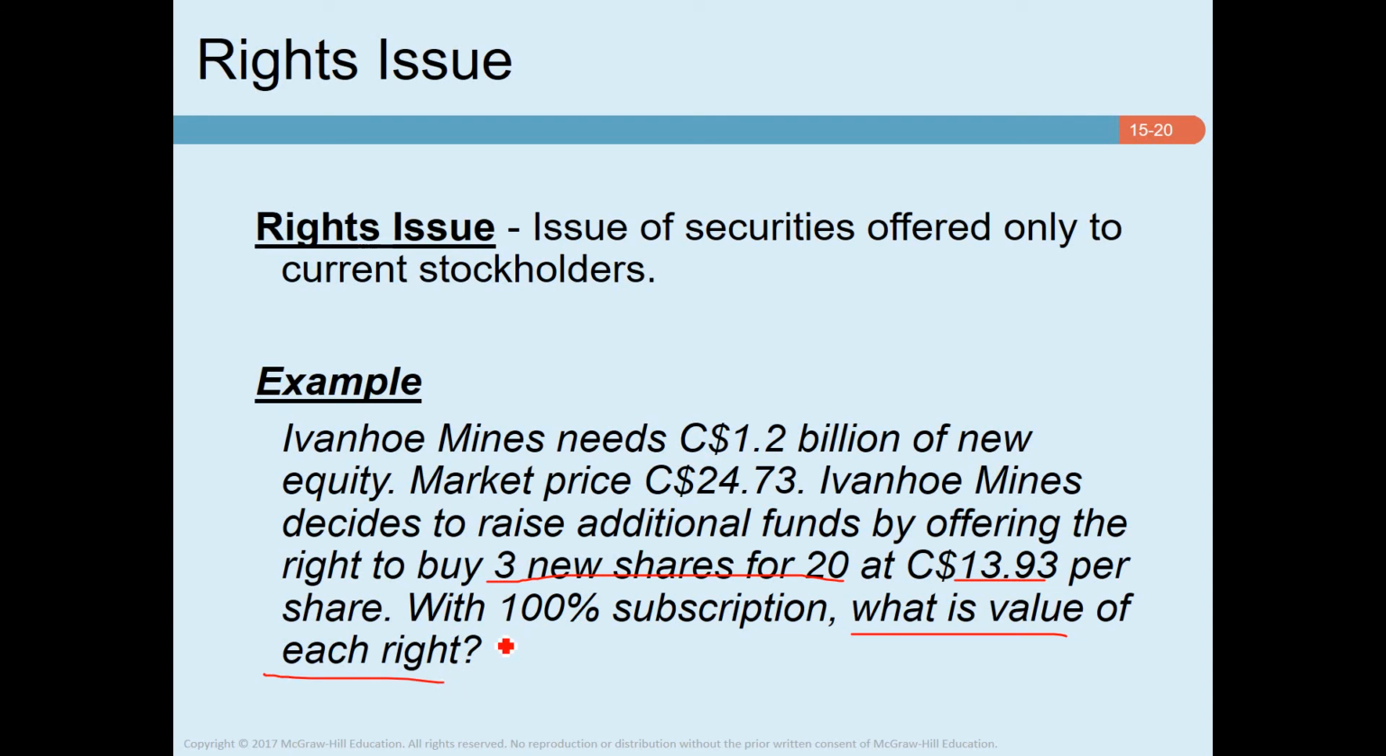So what you need to understand first of all is what this rights offer is. This offer is 3 for 20. That means the existing shareholders, for each 20 shares, get to buy 3 new shares at 13.93 per share. Current market price is 24.73. So you understand why existing shareholders would like to buy this: while the current market price is 24.73, they can buy the share at 13.93. So definitely they would like to buy it, since they can buy it at a relatively lower price.